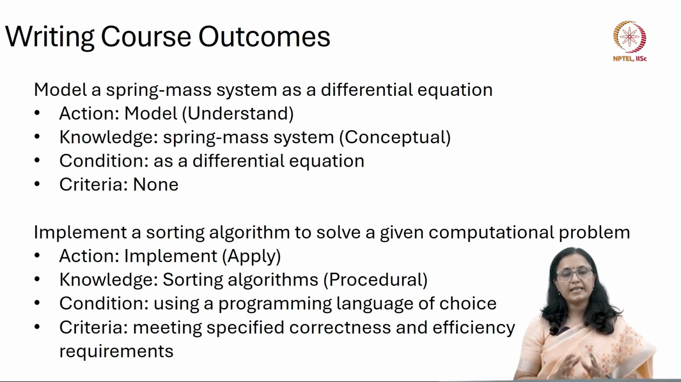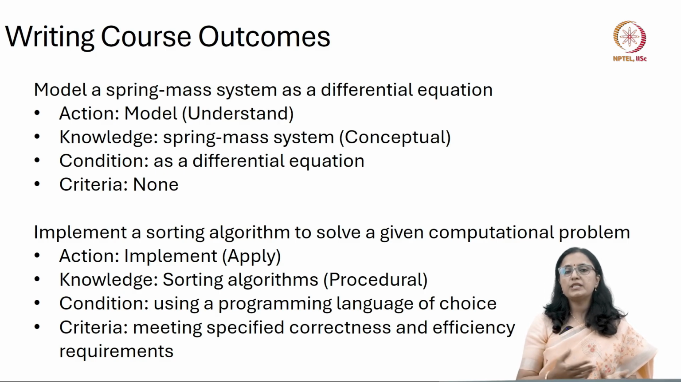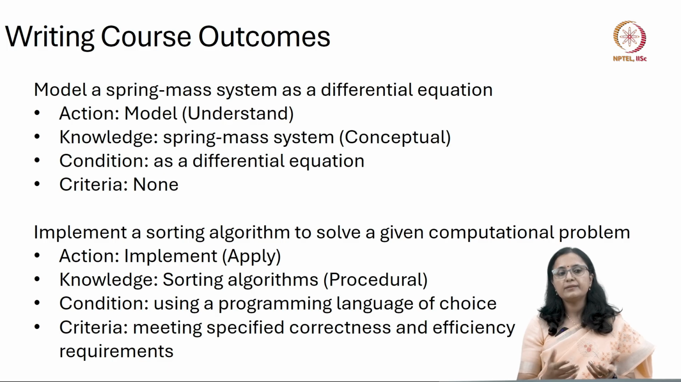Now, the condition and criteria are not specifically mentioned in the course outcome. But when we see this kind of course outcome, we know that it can be using a programming language in which a student is comfortable, and also the algorithm needs to be correct and efficient. So if you want, you can also include these condition and criteria in the course outcome statement. But these being optional, sometimes it is indicated and sometimes it is not.